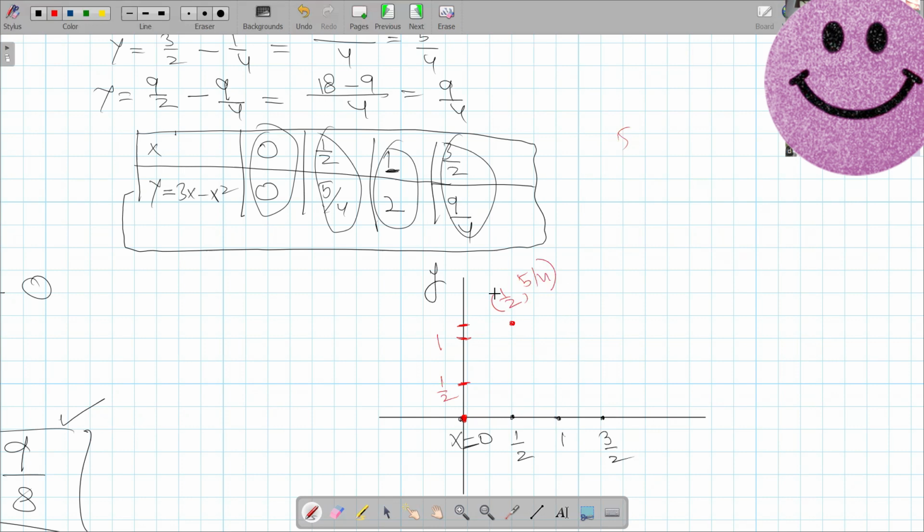What about at 1? At 1, the value is 2, so 2 will be with some height. This is 2 here. And what about 3 over 2? It is 9 over 4. It will go upwards like this. So join them together smoothly. Whatever curve you are getting, join them together, you will get a curve.